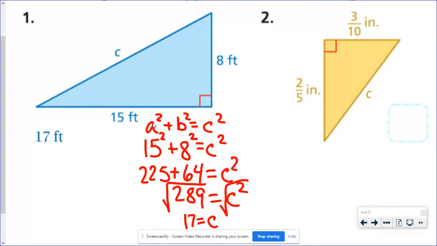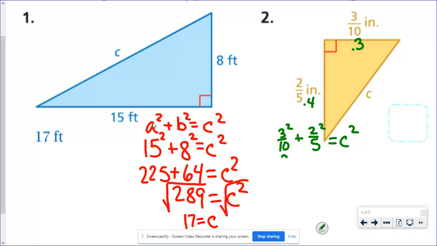In example 2, I've got fractions, and again, I know that some people might worry about that a little bit, but this is not a big deal. I would also not change these into decimals. I know you certainly could, but I would have 3/10 squared plus 2/5 squared equals c squared. And again, if you had changed this into a decimal, this would be a 0.3. 2/5 is really a 0.4. So if you'd rather have those decimals, you can certainly do that.